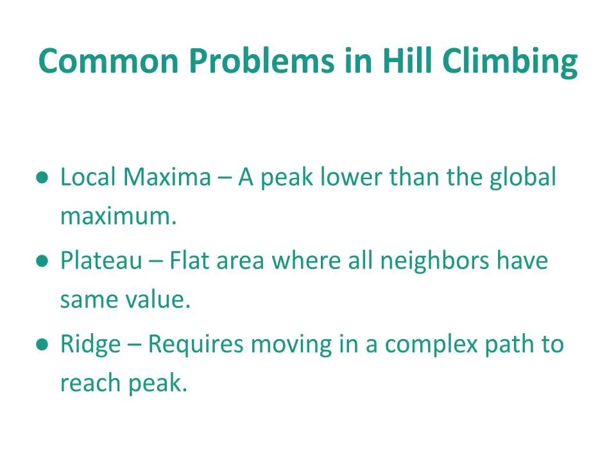Common problems in hill climbing. However, hill climbing has several issues. First, local maximum. The algorithm might stop at a small hill instead of the tallest one. Second, plateau. A flat area with no improvement can cause it to stall. Third, ridge. It might require diagonal movement, but the algorithm only moves in simple directions. These problems reduce the chance of finding the global optimum.